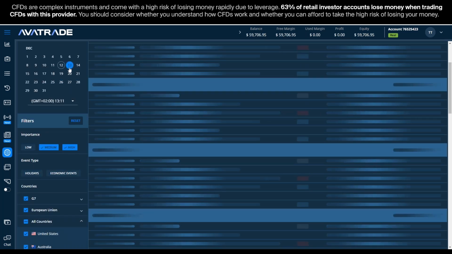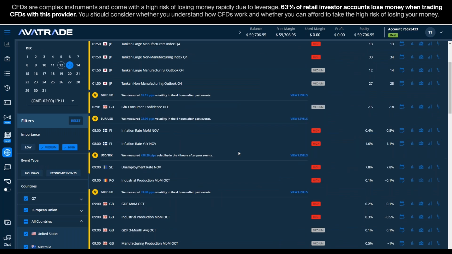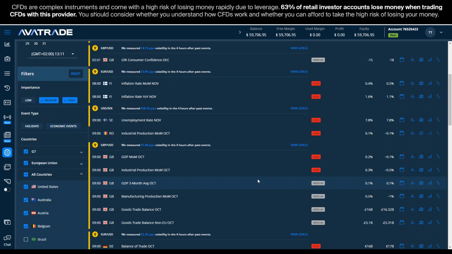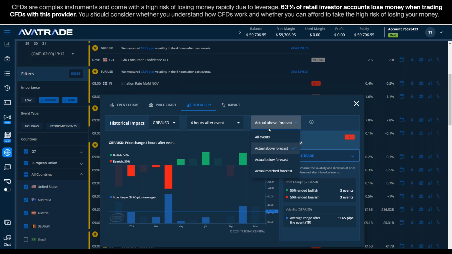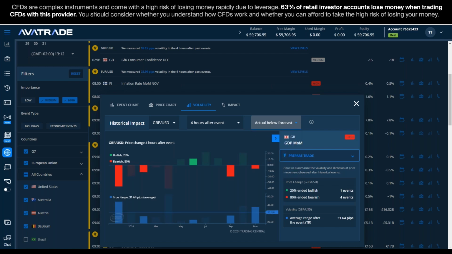Now, if we go into tomorrow, there certainly are some announcements that could be advantageous to try and trade on or present some opportunities. We've got GDP numbers coming in out of Great Britain. And if we look at this, if the GDP numbers come in above forecast, the numbers are 50-50 here. Half the time it goes up, half the time it goes down. If they come in below forecast, there's where we see a huge statistical advantage to go with the USD against the pound.